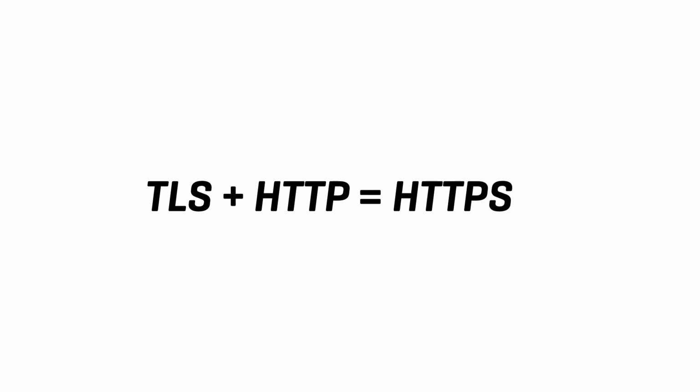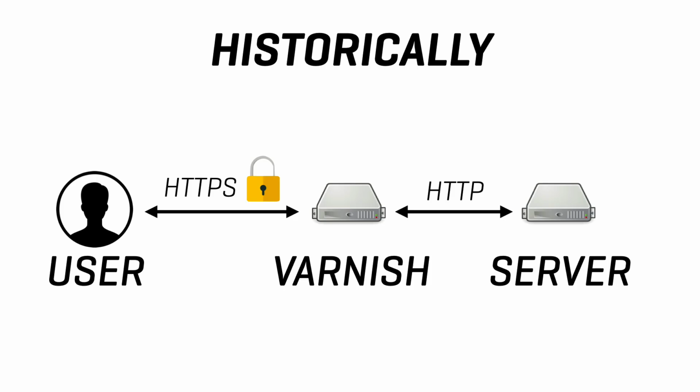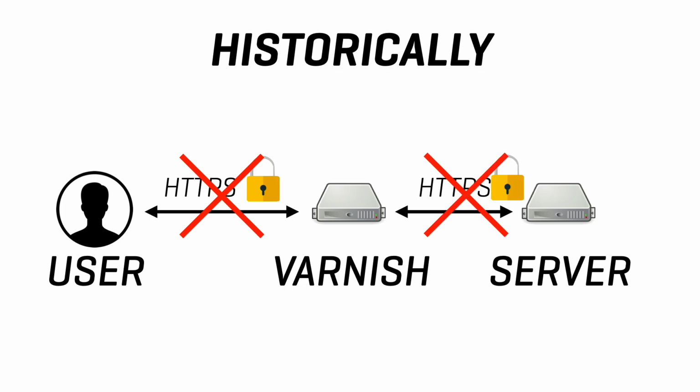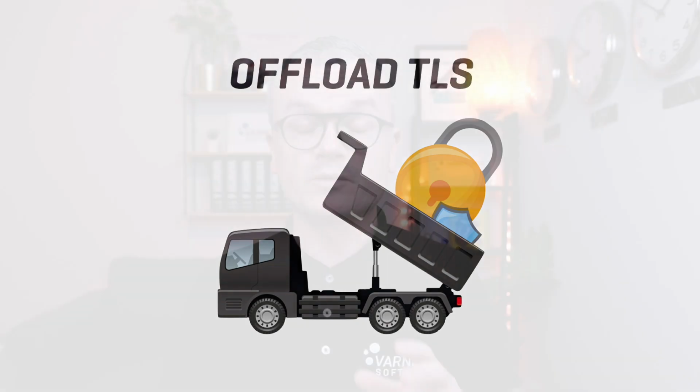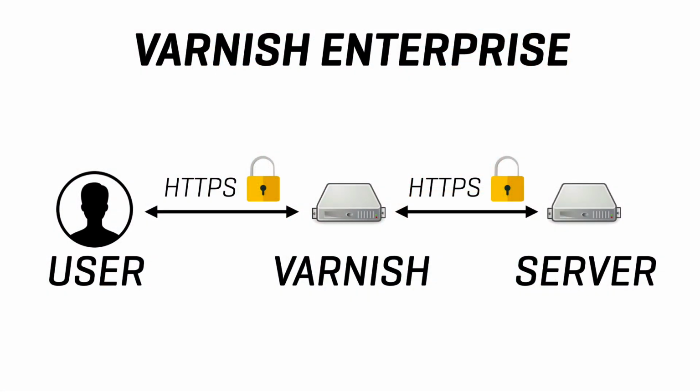And in our context, we tend to use TLS in conjunction with HTTP, and that results in HTTPS, the secure form of HTTP. But when we look at Varnish Cache, the open source project, historically, TLS, under the form of HTTPS, was never supported, not between the client and Varnish, nor between Varnish and the origin server. That required you to offload TLS elsewhere, and that's what we're going to talk about as well in this webinar. However, Varnish Enterprise, the commercial product developed by Varnish Software, by us, actually supports TLS both between the client and Varnish and between Varnish and the origin server.